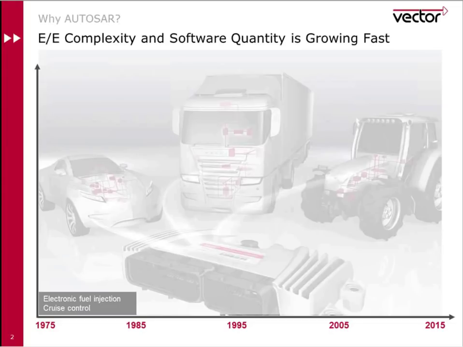Why AUTOSAR? Well, of course, over the last 20 or more years, we have seen the electrical and electronic complexity and the physical amount of software within the vehicle growing very, very quickly. So software within vehicles really started back in the mid-1970s with the first ECU, a Bosch ECU for engine control, cruise control and fuel injection timing.